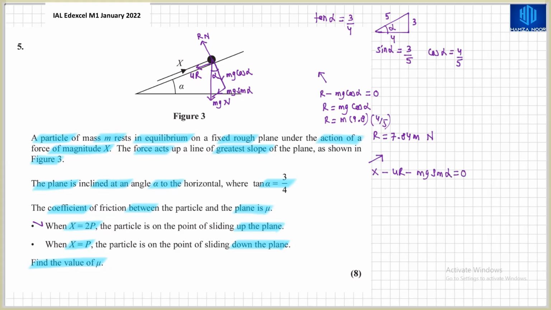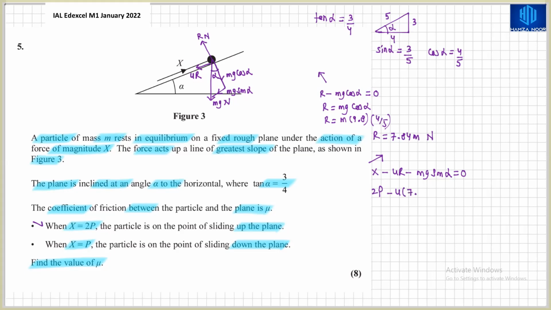Since the particle is not moving, it is on the point of sliding. So we are dealing with a case of limiting equilibrium. So the sum of the forces will be equal to 0. The sum of the forces acting along the plane will be equal to 0. So therefore, in this case, x is equal to 2p. So 2p minus mu r, and r we have already found in terms of m.